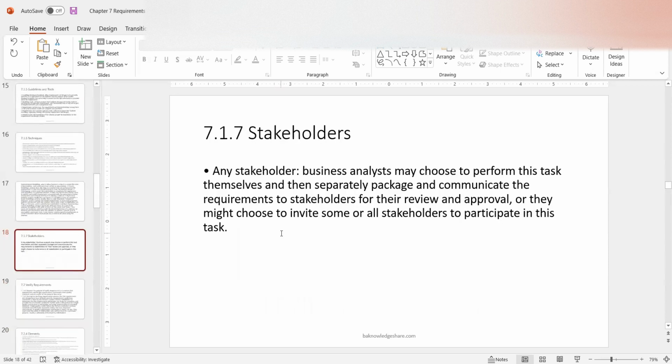Now, in this task, any stakeholder is involved. Primarily, the business analyst would be the key person here that does the specifying and modeling of requirements, but she would pull in, or he would pull in, whomever he or she may need to process this task.